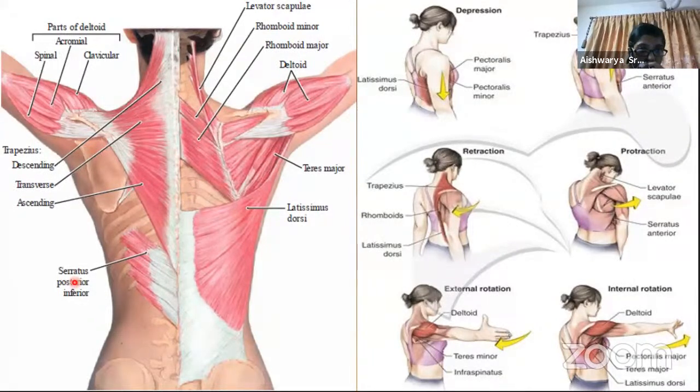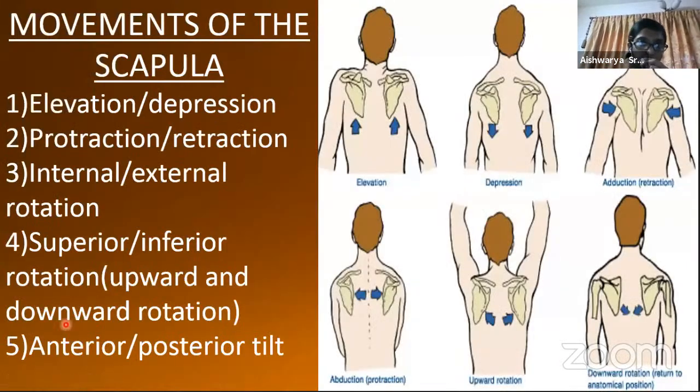Now coming to the movements of the scapula. We have 5 major movements. The first is elevation. Elevation is when you try to shrug your shoulders, or when you're trying to lift your arm upward or sideways, the scapula also moves upward. So that's the elevation of the scapula. Depression is where you're just holding your hands downwards, or when you're trying to lift a weight with the palm facing downwards. Then gravity pulls the scapula downwards, causing the depression.